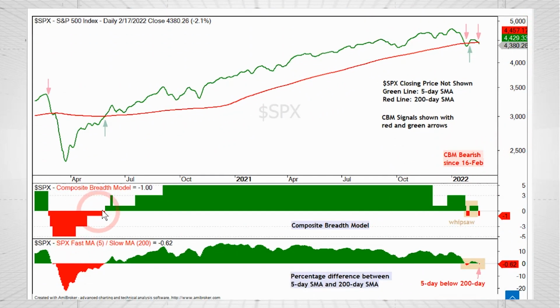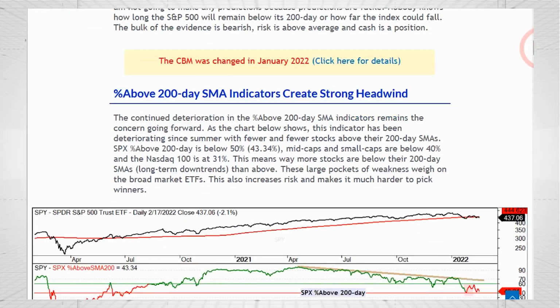So here's the composite breadth model, and you can see it got bullish there at the end of May 2020, and stayed bullish. We got a little whipsaw here over the last month and a half, but it has flipped back to bearish, the composite breadth model. So I think we're in a bear market regime right now.